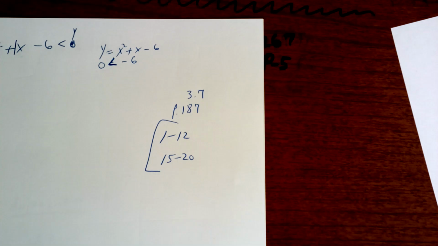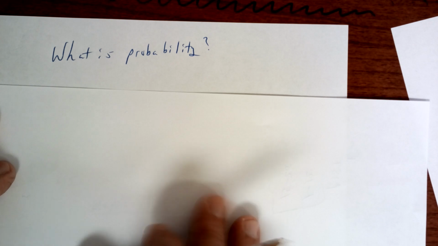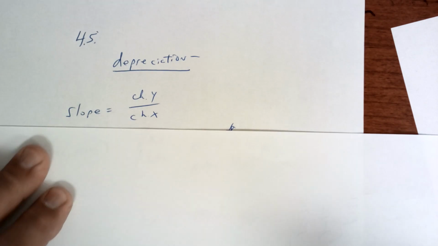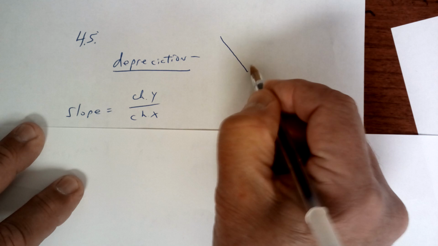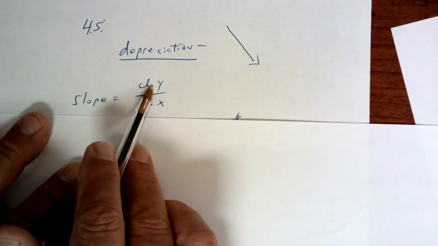Let's keep moving. All right, we're going to turn our attention now to financial data. What is probability? Probability is the likelihood that something will happen. Doesn't mean it will. What is depreciation? Depreciation is where you buy something and the price goes down with time. Slope is y's over the x's.